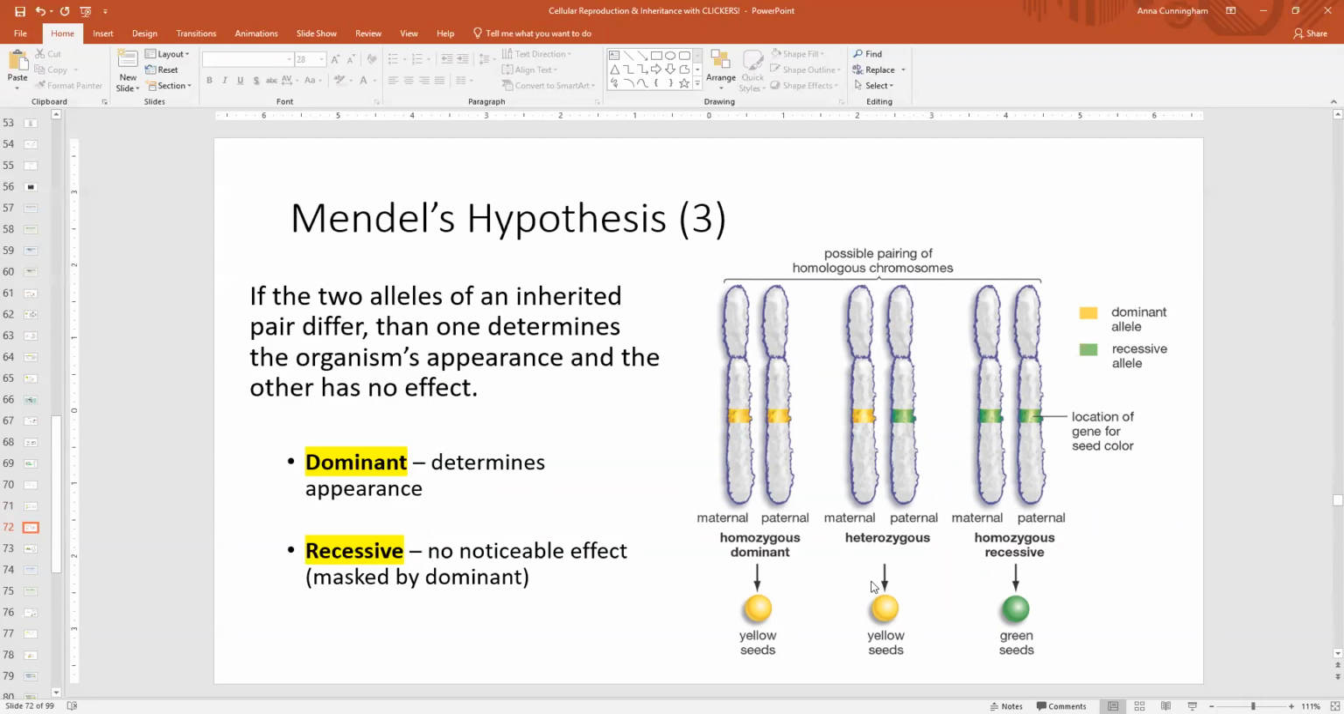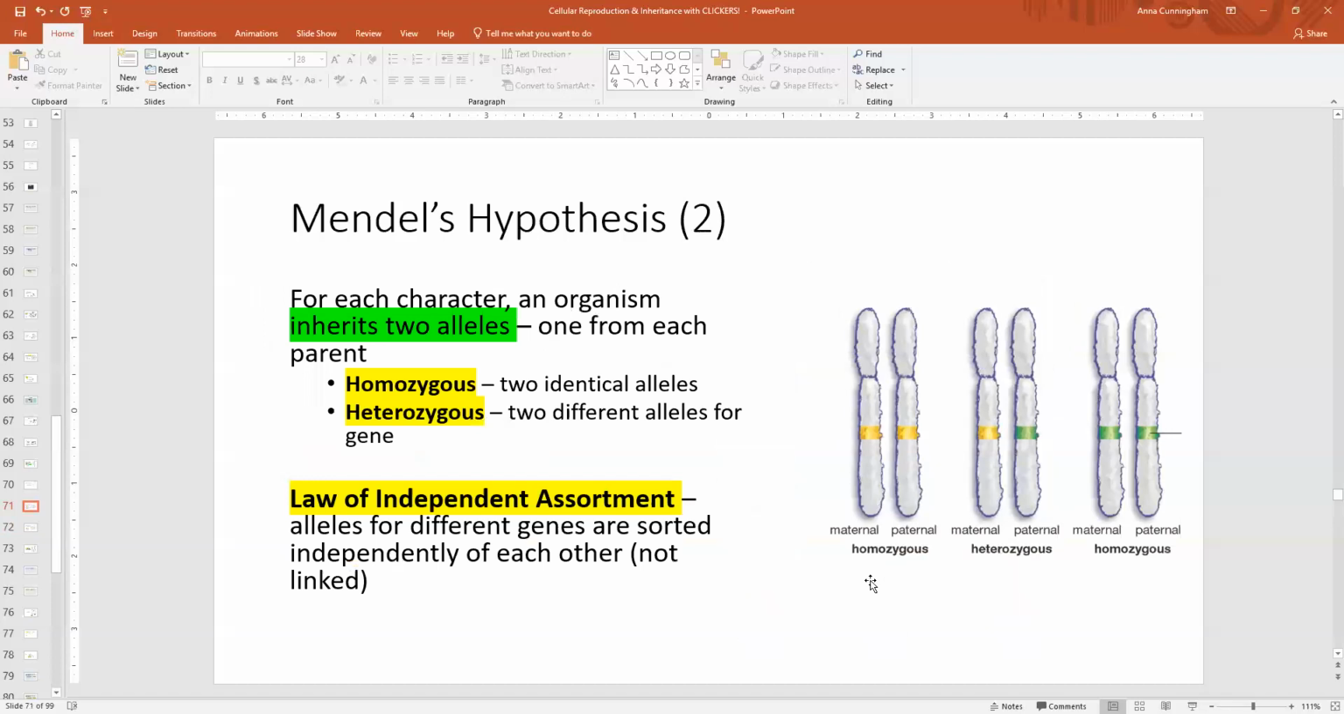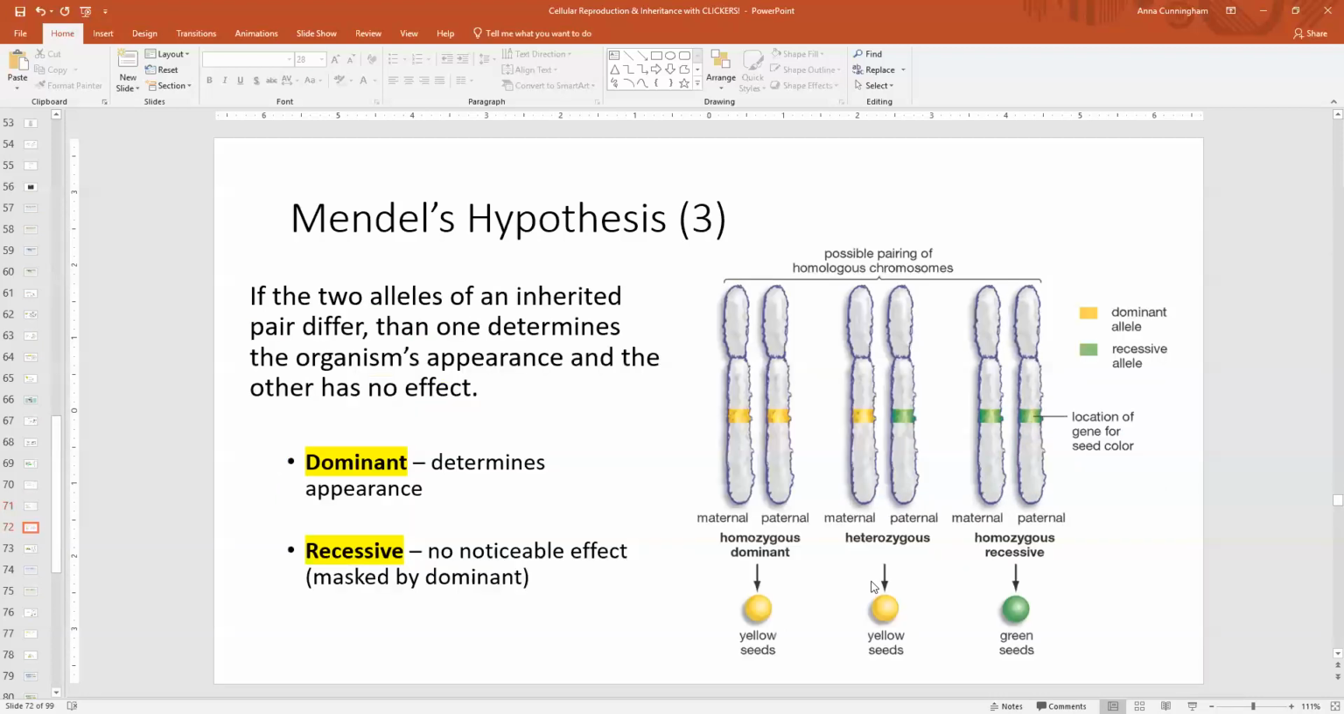All right, if you look at your chromosomes in this picture, this really explains how dominant and recessive alleles are expressed. This is mimicking what we saw on the previous slide. On the left, we have a homozygous pairing. On the right, we have a homozygous pairing. And in the middle, we have heterozygous. So on the far left, you see that both of the chromosomes contain the allele for yellow seeds. We'd have no other options there. Two yellow alleles will mean that we will get yellow seeds.